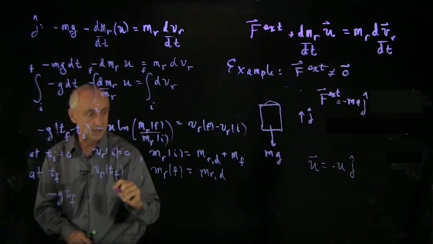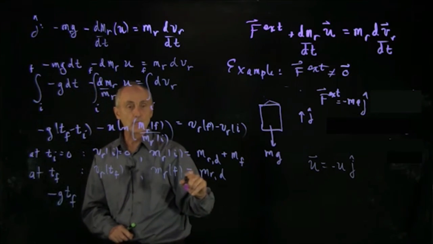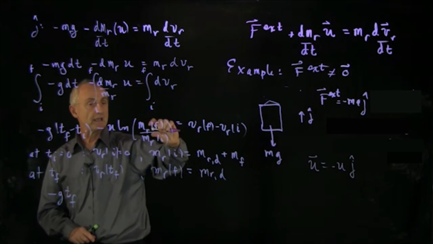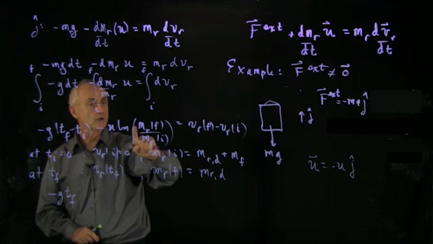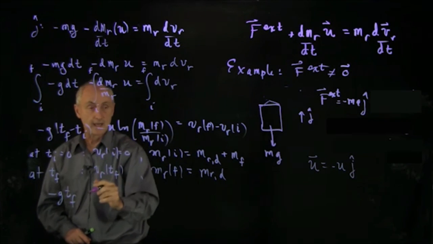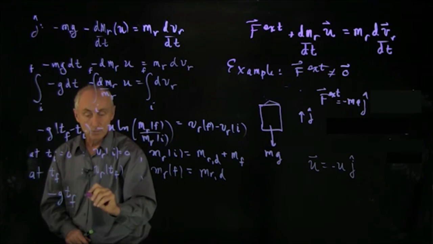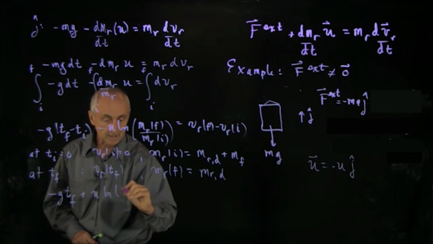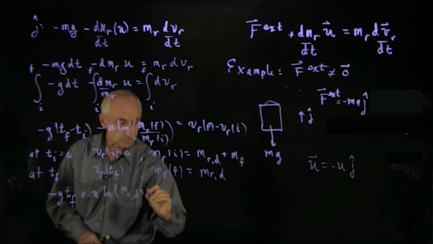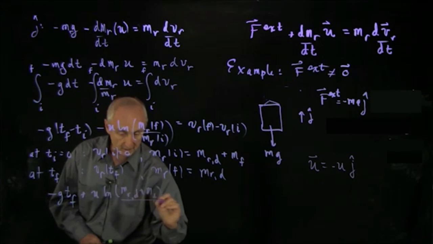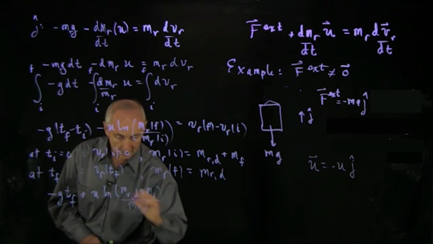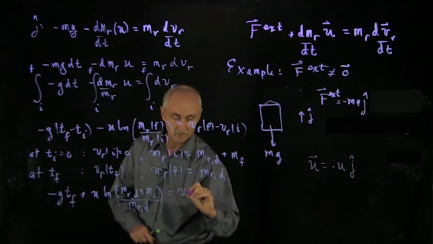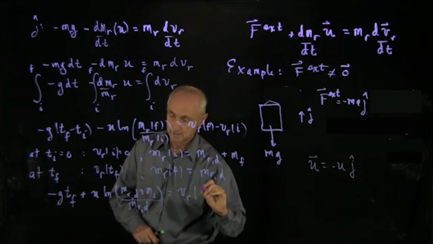Now I'm going to switch the sign here. So we have, if I invert the log, that will give a minus sign. And I have plus u log of the dry mass plus mass of the fuel, that's the initial mass of the rocket, divided by just the dry mass, and that's equal to v_r at t final.